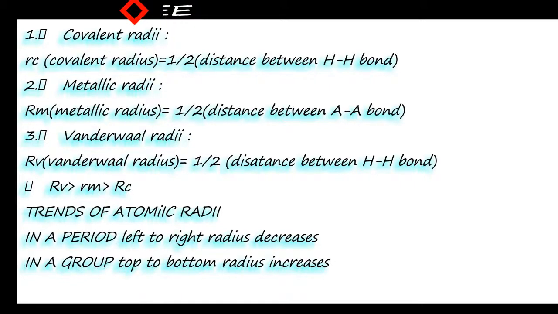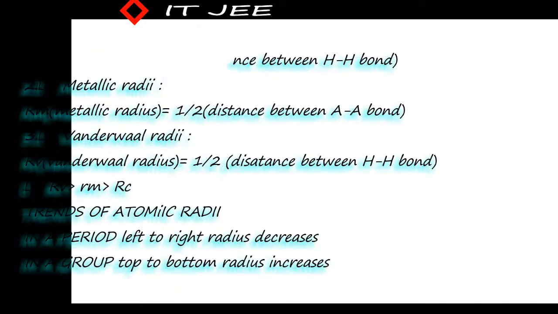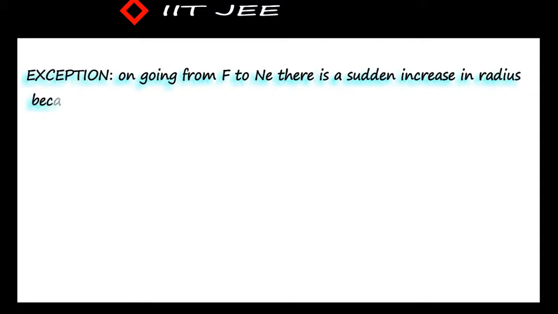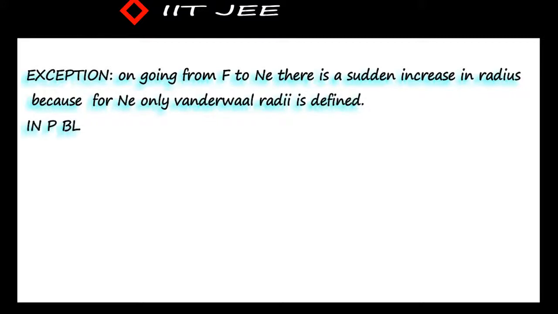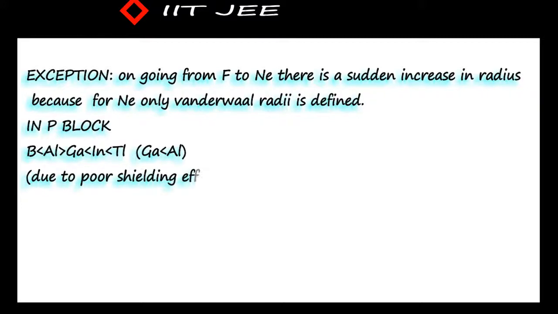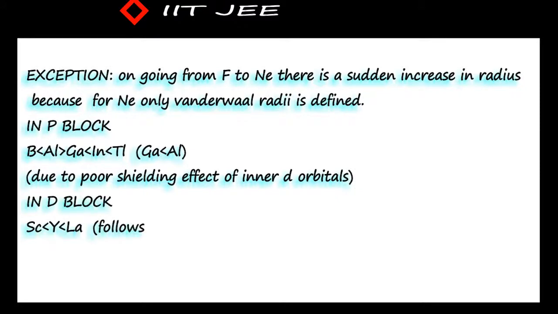Trends of atomic radii in periodic table. In a period left to right, radius of atom decreases, and in a group top to bottom, radius increases. We'll discuss about exceptions. On going from fluorine to neon, there is a sudden increase in the radius because for neon only van der Waals radius is defined, and we already know that van der Waals radius is the greatest among all the three radii. And in P block there is an exception between gallium and aluminium because of the poor shielding effect of inner d orbitals.